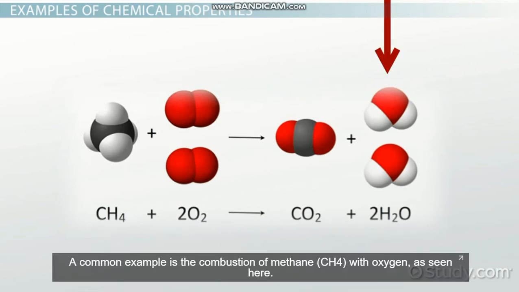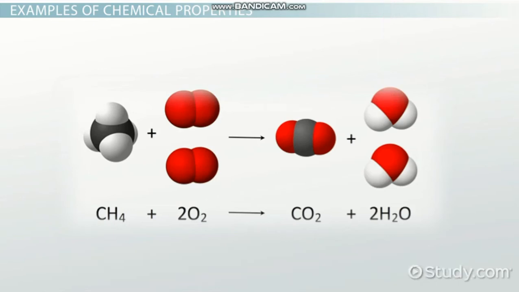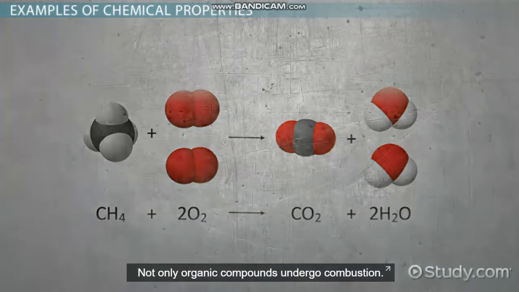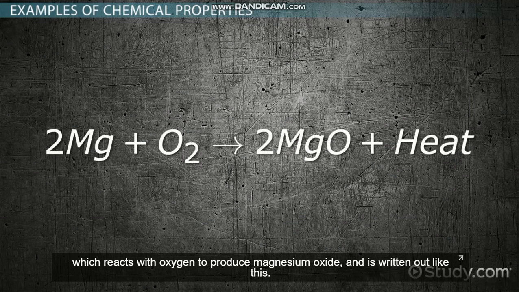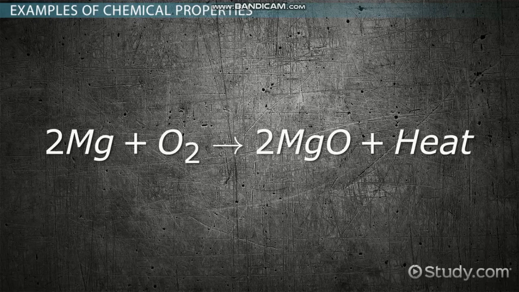A common example is the combustion of methane, CH4, with oxygen, seen here. Not only organic compounds undergo combustion, metals also undergo combustion, such as magnesium metal, which reacts with oxygen to produce magnesium oxide, and is written out like this.